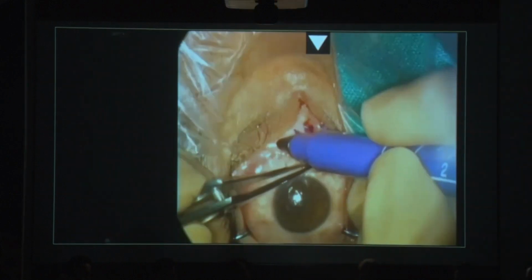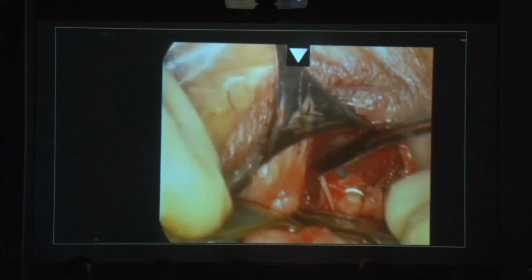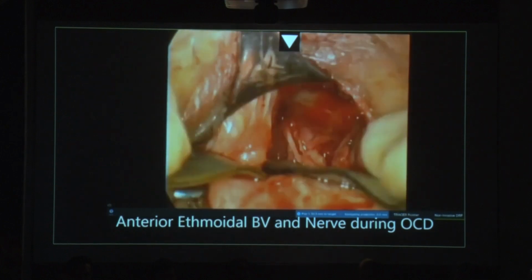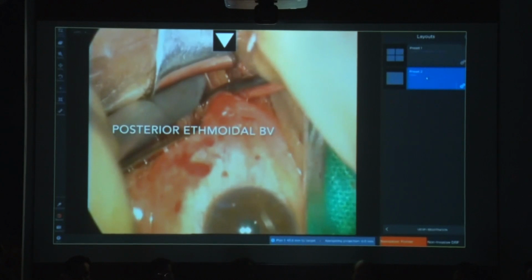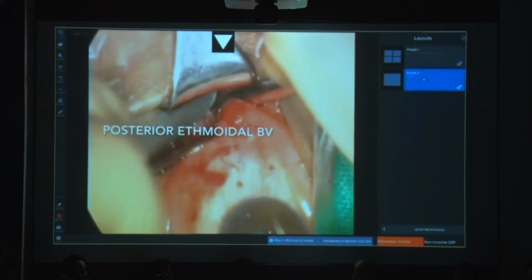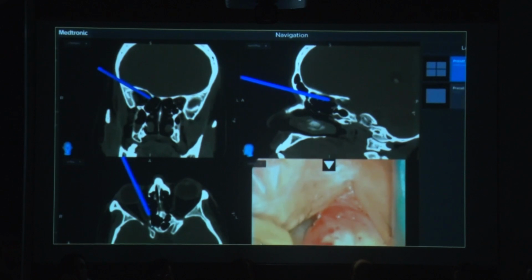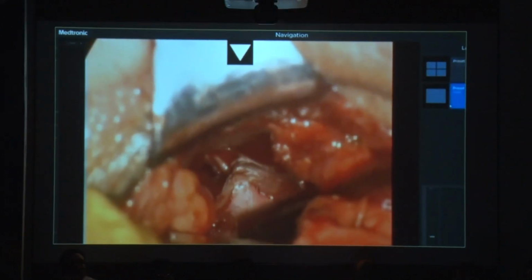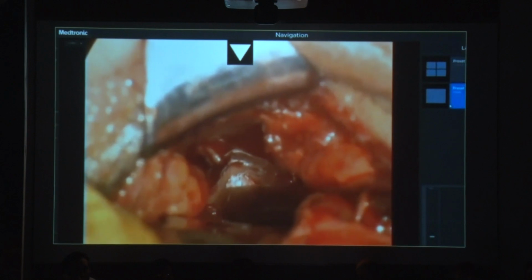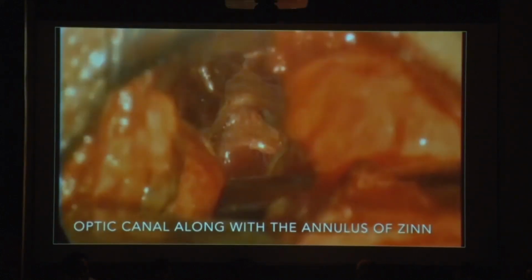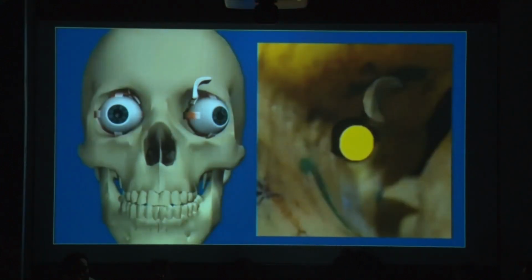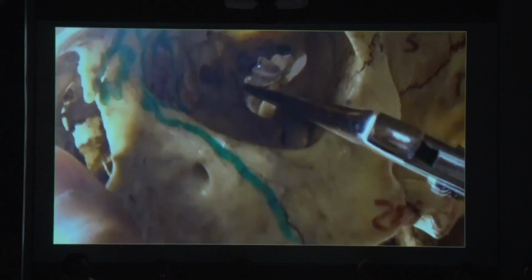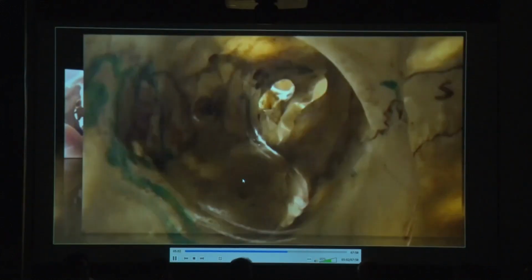Transcaruncular incision is made to reach the posterior lacrimal crest. Further dissection along the medial wall is done to reach the anterior ethmoidal blood vessels which are cauterized. 12 mm posterior to these lie the posterior ethmoidal blood vessels which are retracted. 6 mm posterior to this lies the optic canal. Y-shaped annulus of Zinn is an important landmark of the optic nerve just prior to entering the optic canal. Using the Kerrison bone punch, the optic canal is decompressed and the optic nerve is deroofed as one can see in both the skull as well as intraoperatively.